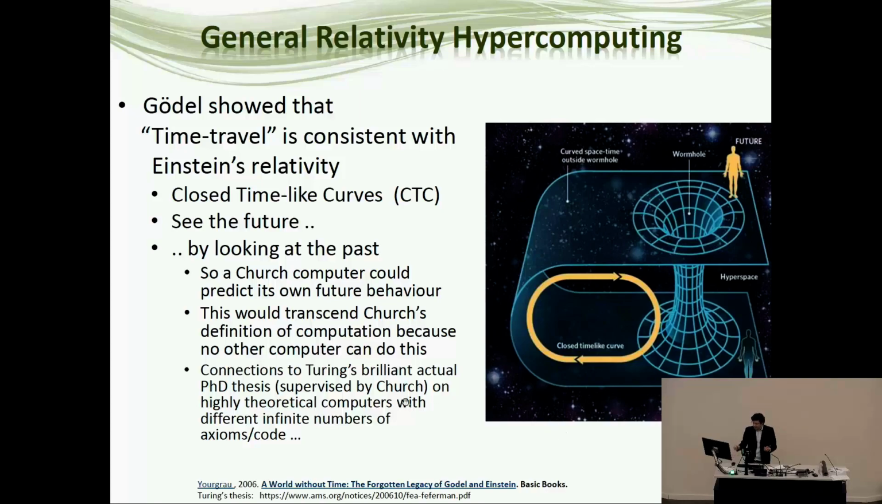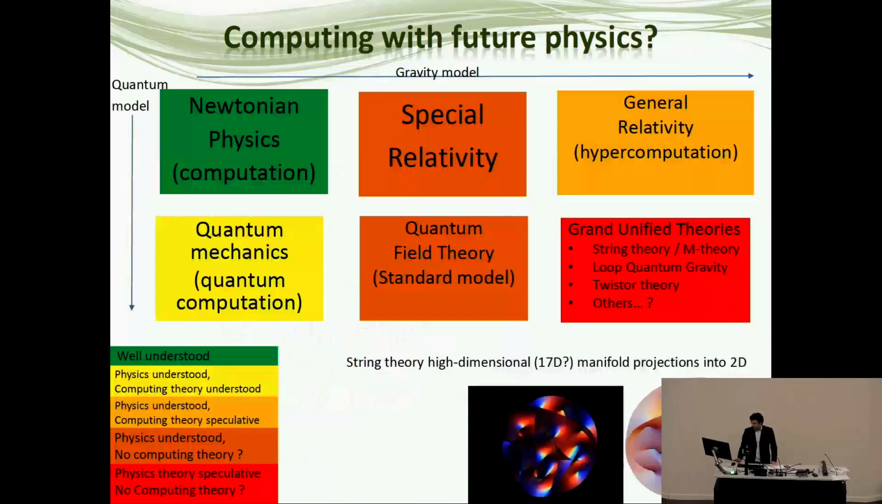This is the kind of thing Turing actually did in his thesis. Church's thesis is Church's thesis. Turing's thesis is about this kind of stuff. It's about computers with infinite resources, infinite programs, infinite axioms. And there's some fascinating, possibly crazy, possibly genius work trying to link Turing's actual thesis to these ideas in relativity.